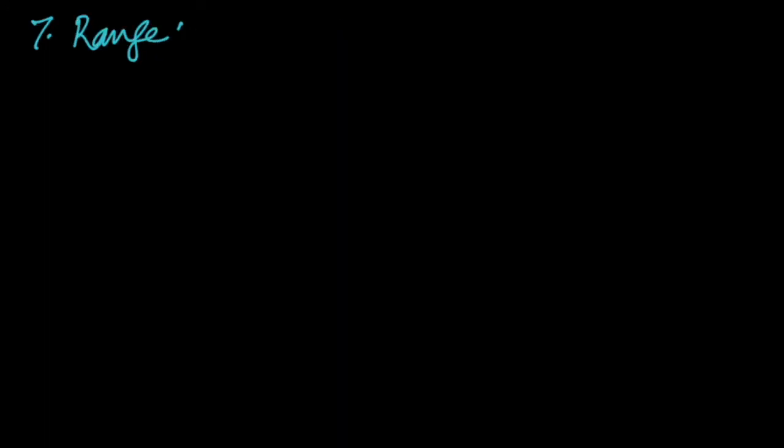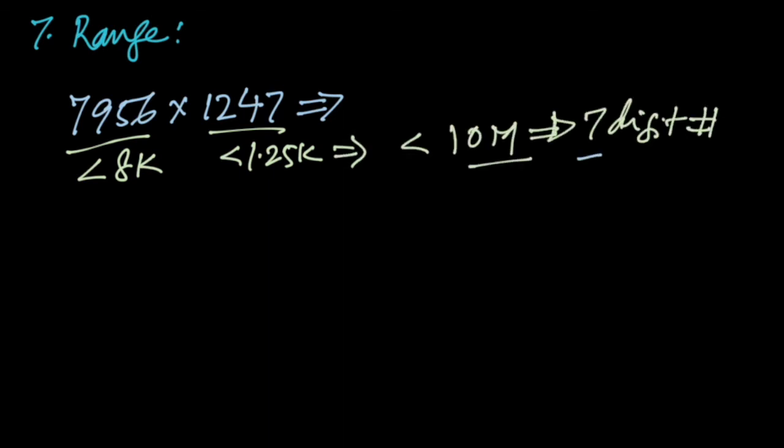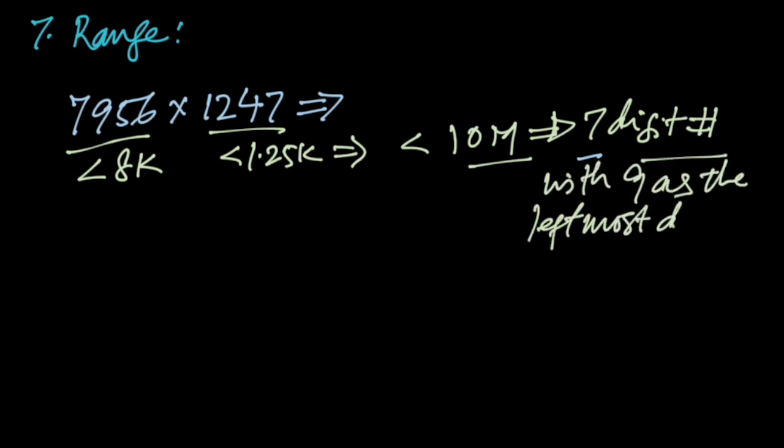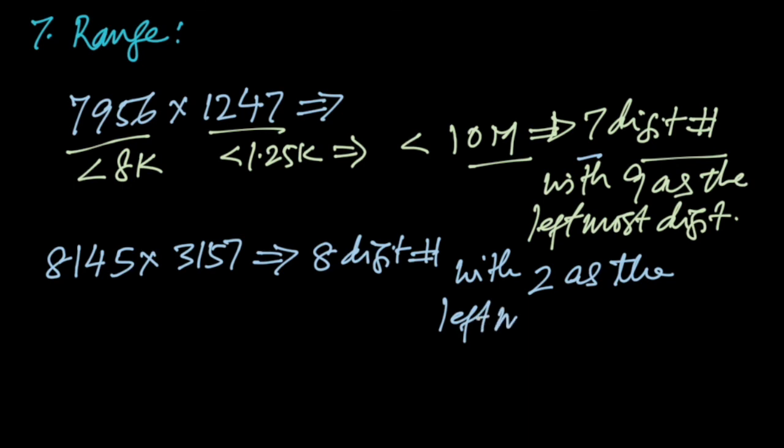Now finally, we will talk about range. Suppose we have to multiply these two numbers. This thing is less than 8k, this thing is less than 1.25k. So the answer should be less than 10 million. So it will be a 7-digit number with 9 as the leftmost digit. Similarly, if we take another example, here it is 8 and this thing is more than 1.25. So this thing is going to be an 8-digit number where the leftmost digit is going to be 2.